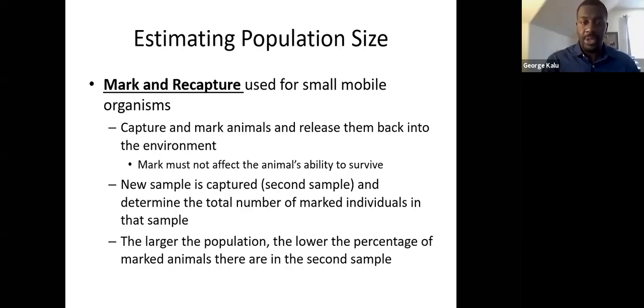Okay. So typically, if we have a larger population, then the chances of us seeing individuals that we already marked is going to be lower.